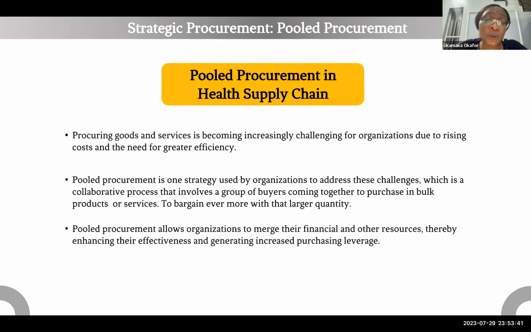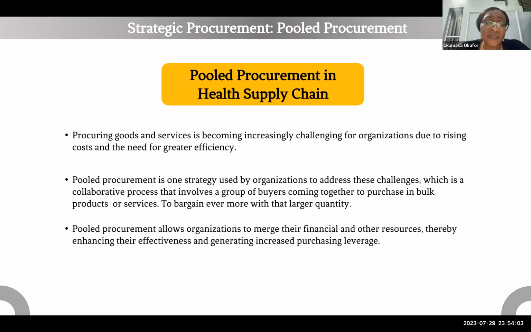So when you want to do pooled procurement, there have to be some terms and conditions. There has to be a strategy in place, and there have to be some guidelines in place. First of all, the stakeholders have to agree that they want to work together before you can do pooled procurement in the health system.